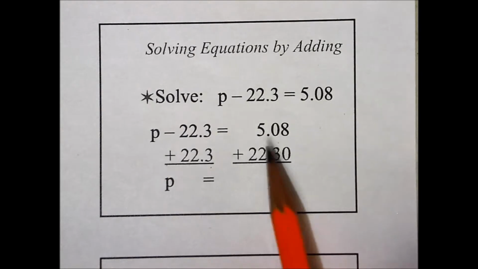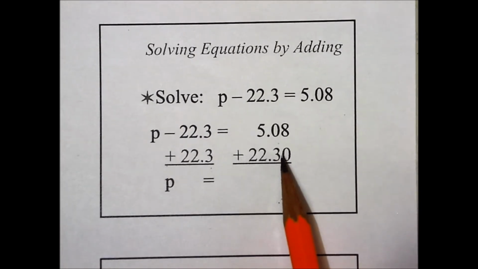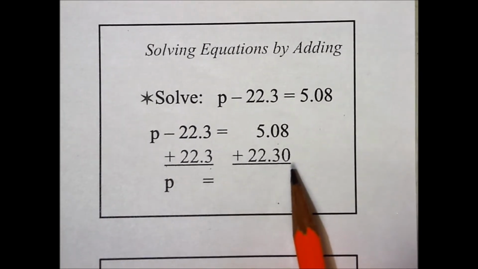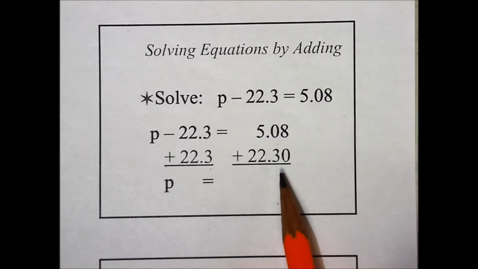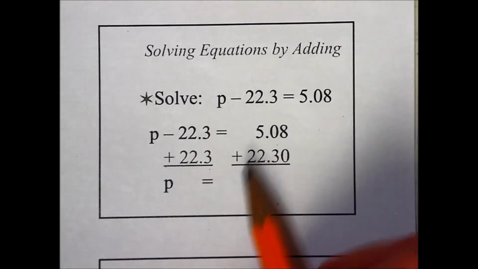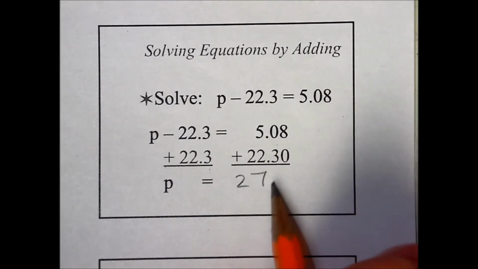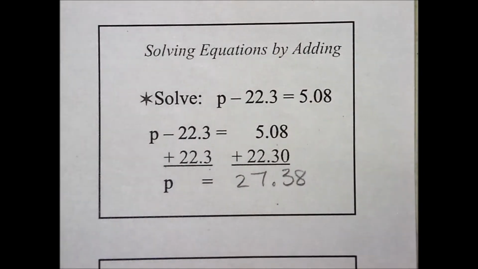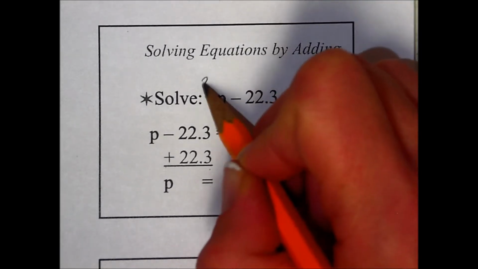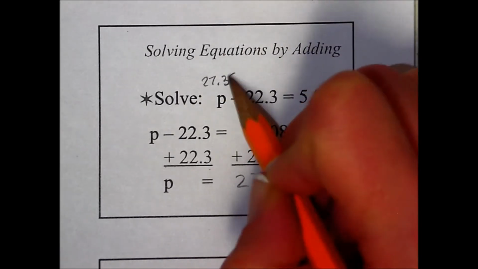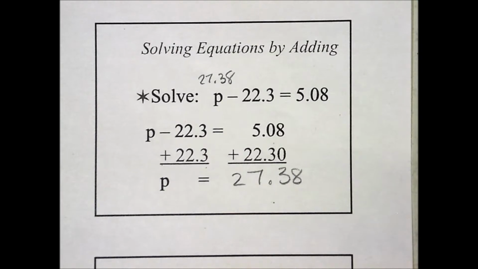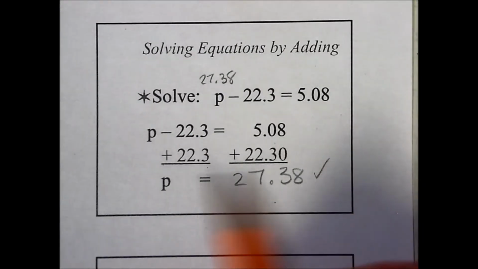So now I'm going to take my calculator, and I'm going to do 5 8/100 plus 22 3/10, or you could say 30/100, and that would equal 27 38/100. So then I can double check my answer. I'm going to plug in 27 38/100 right here, and we're going to subtract 22 3/10, and I do get 5 8/100. My answer checks.